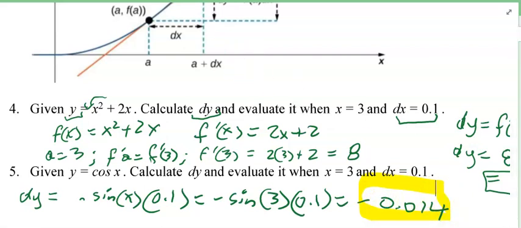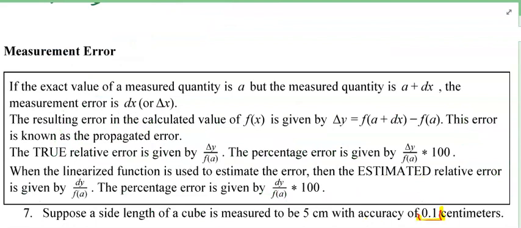For your answer. So the last thing we should talk about in this section is something called measurement error. It says if the exact value of a measured quantity is a, but the measured quantity is a plus dx, then the measurement error is delta x. So when we're talking about measurement error, that is your additional part after the a, that is your dx, or delta x, the same numerical value.